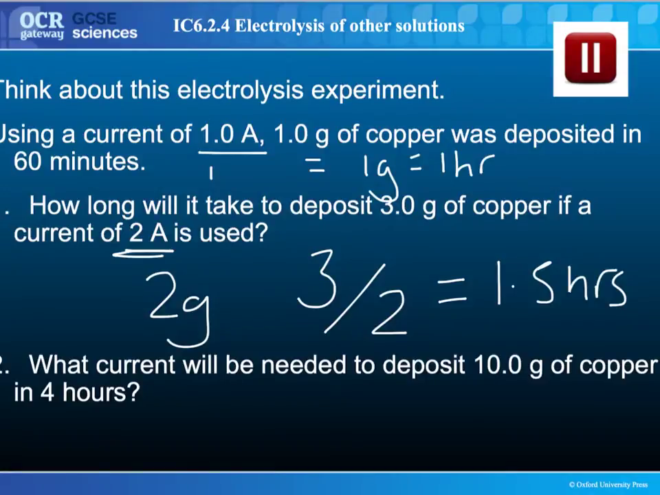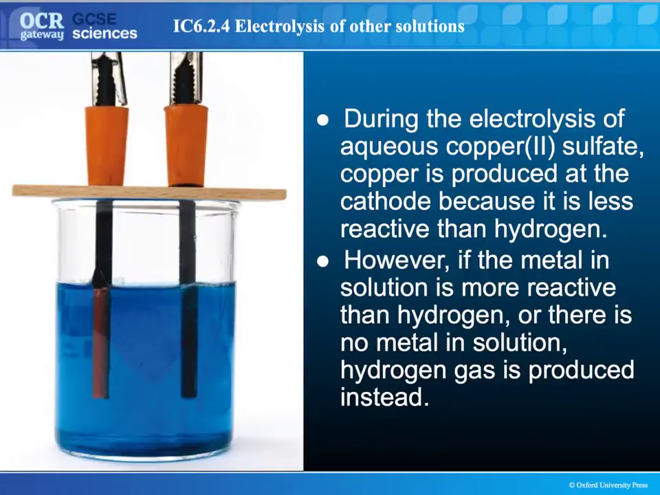If you're trying to make 10 grams, then in this situation we need a rate of 2.5 grams per hour. So if we're running it for 4 hours, we need 2.5 grams per hour, which, because it's 1 gram per hour, is 2.5 amps.